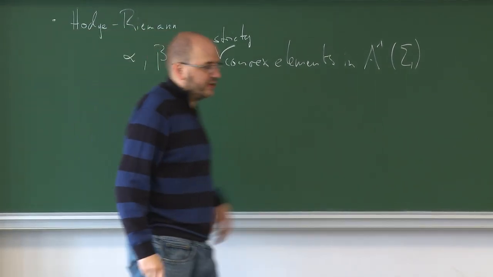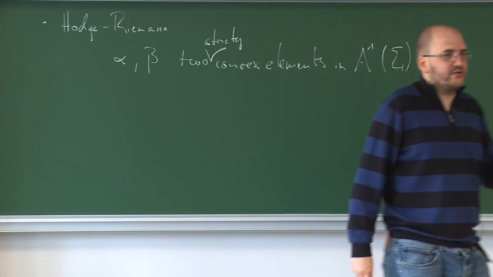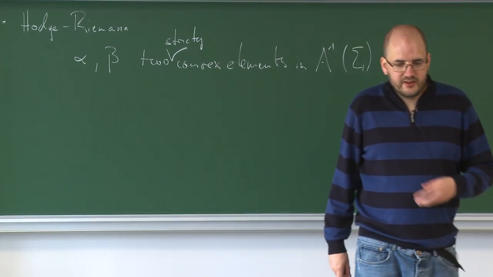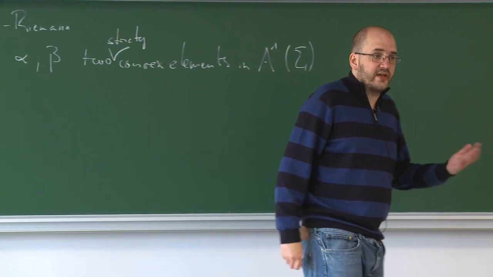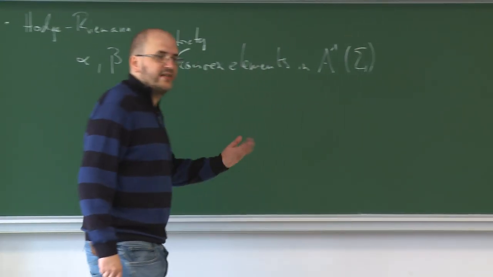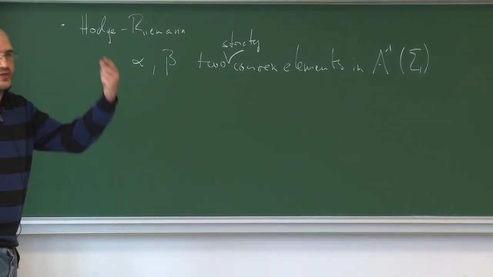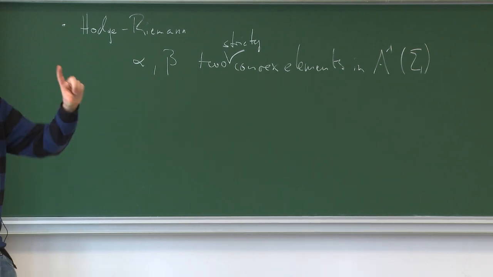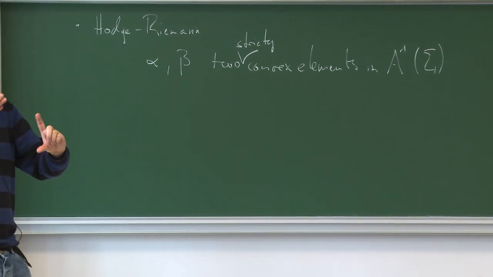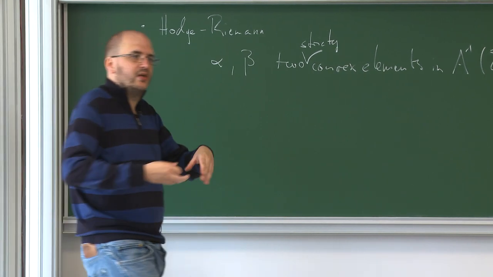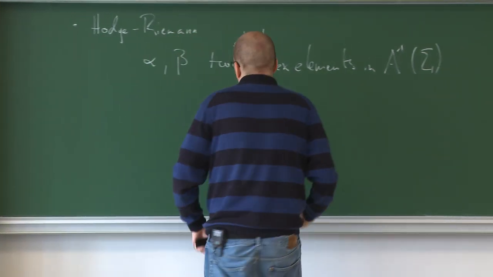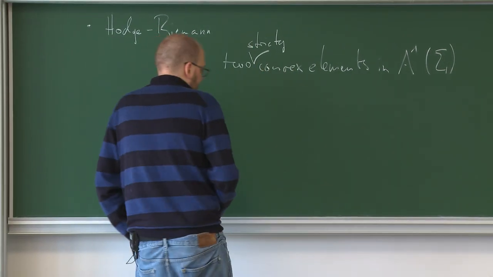So then you can write down the Hodge-Riemann bilinear form in degree one. But let's not write it down completely, let's just restrict to the subspace spanned by alpha and beta. It's a two-dimensional subspace. Now you just write that down. Right? So then what do I have?